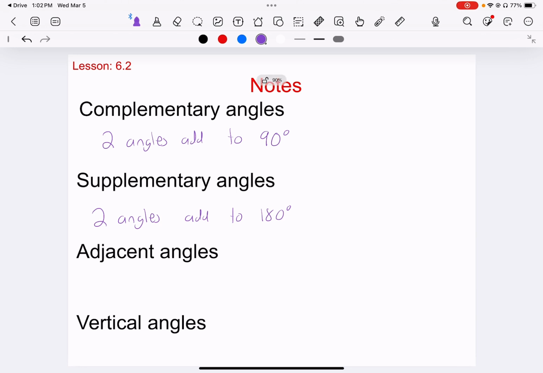Adjacent angles are angles that share a ray or angles that are next to each other. And vertical angles are angles that are opposite each other. Vertical angles are also congruent to each other, which means they are equal to each other.